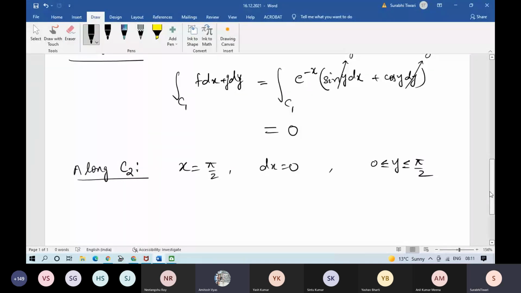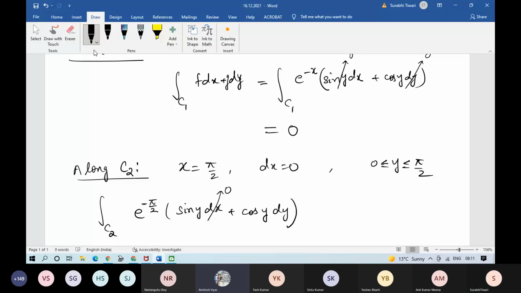Okay, so again along C2 you have to calculate e raised to the power of minus x, x is pi by 2, into sin y dx plus cos y dy. This you have to calculate. So dx is 0. So now you can calculate the value of e raised to the power of minus pi by 2 cos y dy. Okay, calculate e raised to the power of minus pi by 2. Is it coming or not?